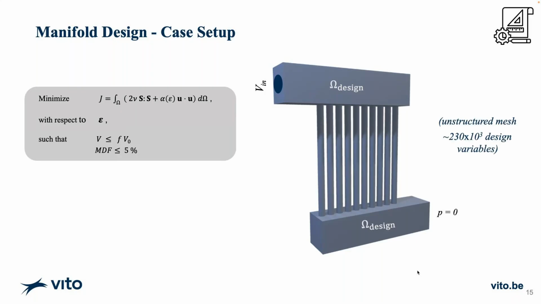And what we do is that we design this on an unstructured grid. So we have roughly 230,000 design variables, and we test it with a Reynolds number of 1,000 using different material fractions in order to see how the design changes. So here are the results for the two different volume fractions.